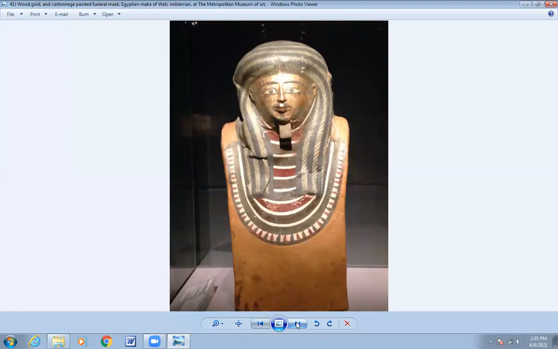This one is actually Egyptian. It's wood overlaid with gold, and it's cartonnage, which is linen and papyrus covered with plaster. This was also registered as a death mask, but it is actually a funeral mask. It was not molded to anyone's face. He was a nobleman by the name of Wah, which is W-A-H. This is sitting in the Metropolitan Museum of Art in New York, New York, and is believed to be 1000 BC.